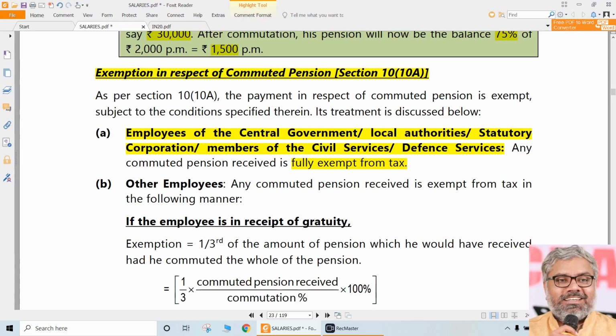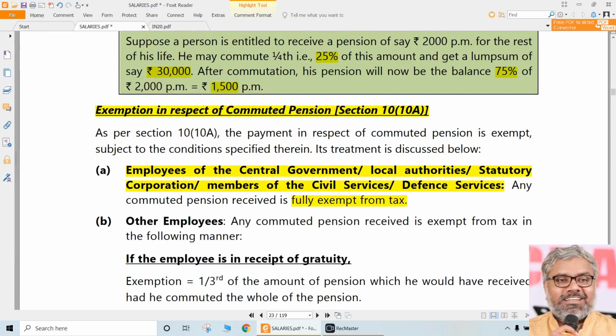That is very clearly given here. That is exemption under section 10(10A). Is there anything for us to calculate there? Nothing. So all that we need to know is the list of the people who are those people for whom the commuted pension is fully exempt? That list only we should remember.